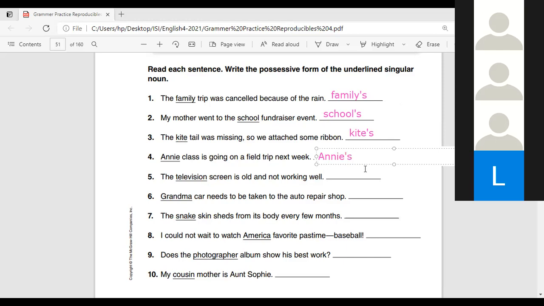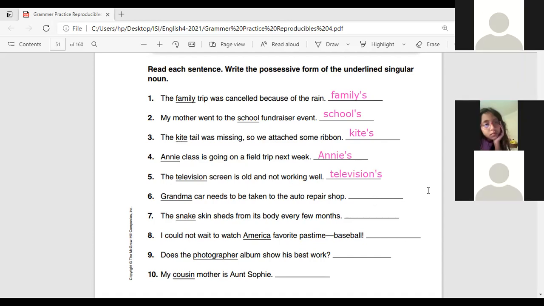Jude? Yalla, number 5. The television screen is old and not working well. Apostrophe and S. Excellent. Because television is singular, so put apostrophe then S. The television's screen. Thank you, Jude. Rawad.